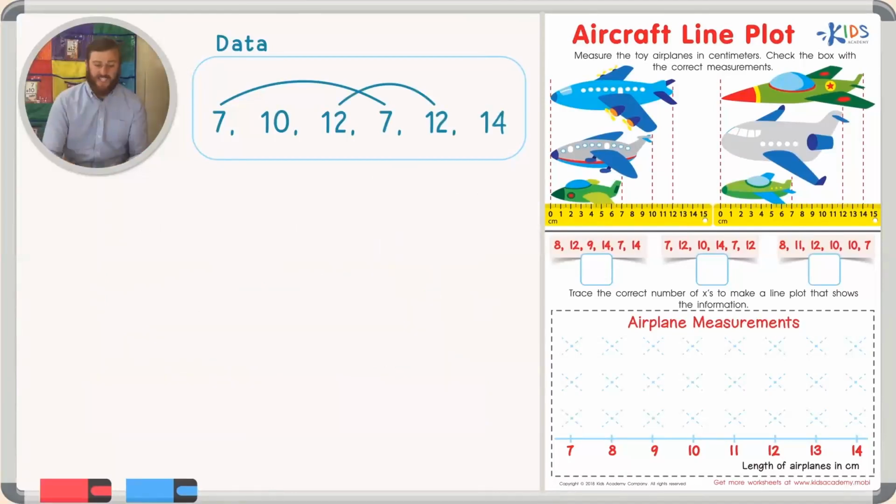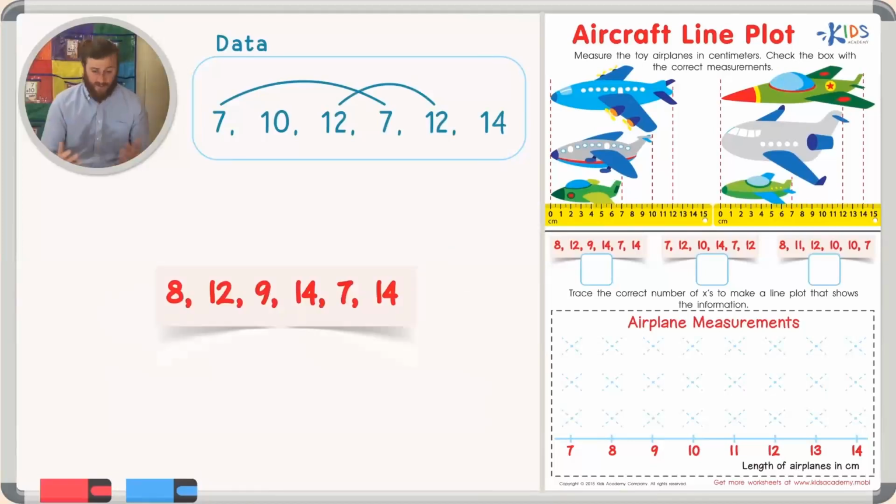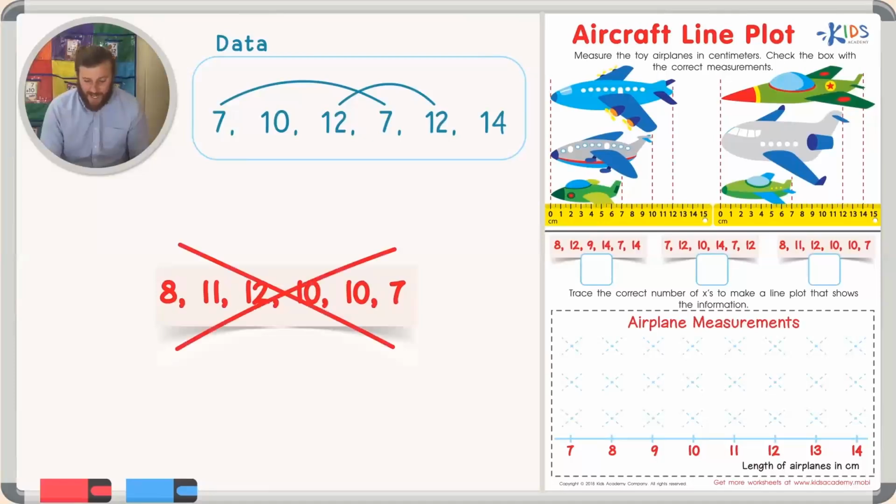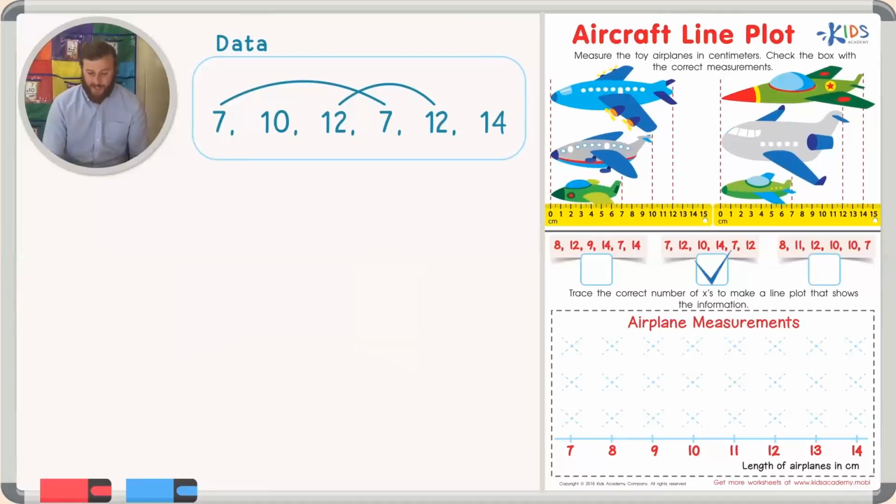Can you find a data set below that matches those numbers? Well, I know I need 2 7s. So first let's look at the first set of numbers and see if there's 2 7s. 8, 12, 14, 7, 4. This can't be right because there's not 2 7s. Our second data set has a 7, a 12, a 10, a 14. That's good so far. It has another 7 and another 12. So it has 2 7s and 2 12s, just like our numbers. So I think this is correct. Let's look at the last set just to be sure. And in this set, I only see 1 7, so this can't be correct. So the middle set of numbers is correct.